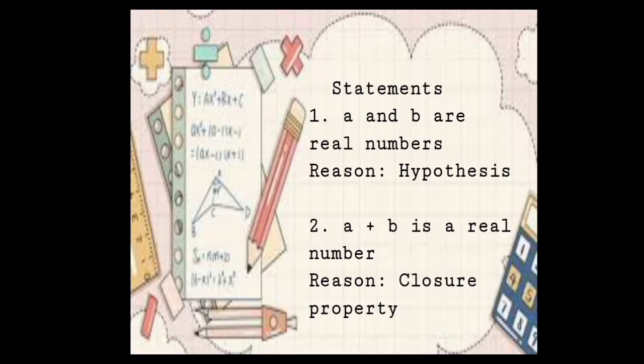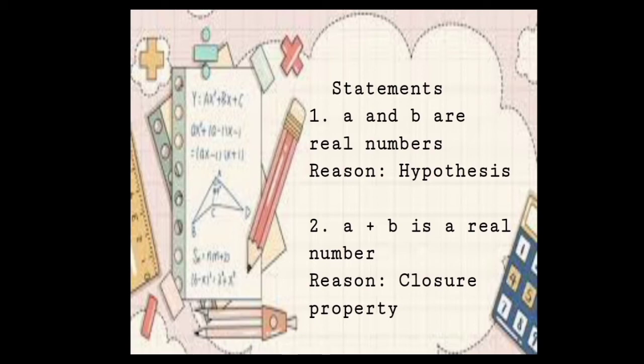Next is our writing proofs. I have some writing proofs from our module, our learning material. Statement number 1: A and B are real numbers. The reason is hypothesis. 2: A plus B is a real number. The reason is the closure property.